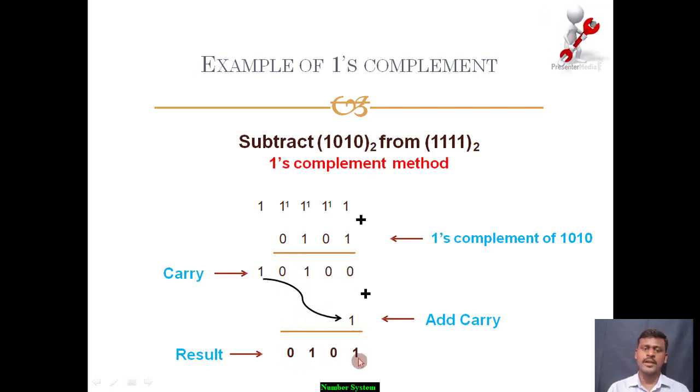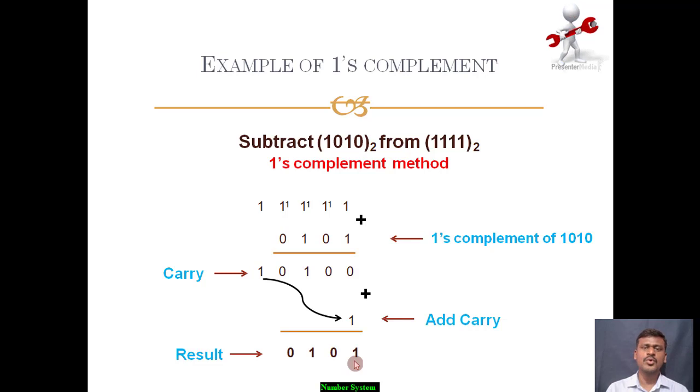0 plus 1 is 1, right? So after adding the carry, we got the answer as 0 1 0 1. So this is how ones complement subtraction can be done for smaller numbers to larger numbers, right? We are subtracting values smaller from larger numbers. So you can use this method to subtract any numbers in case of ones complement.